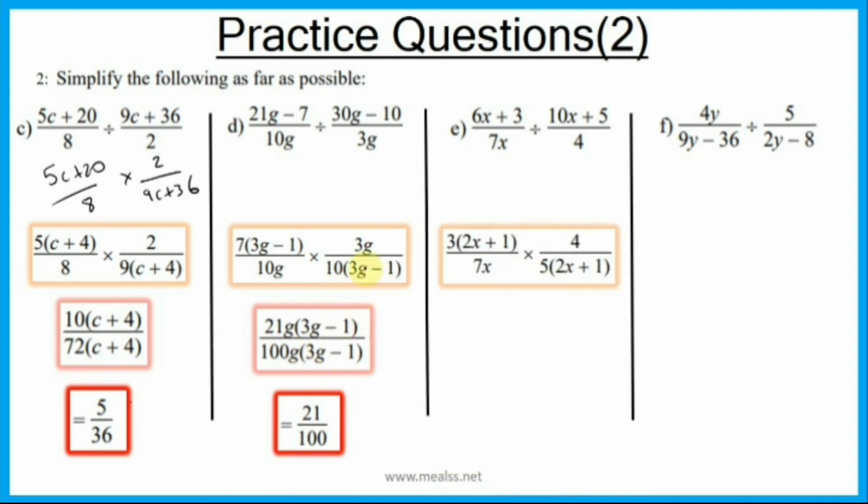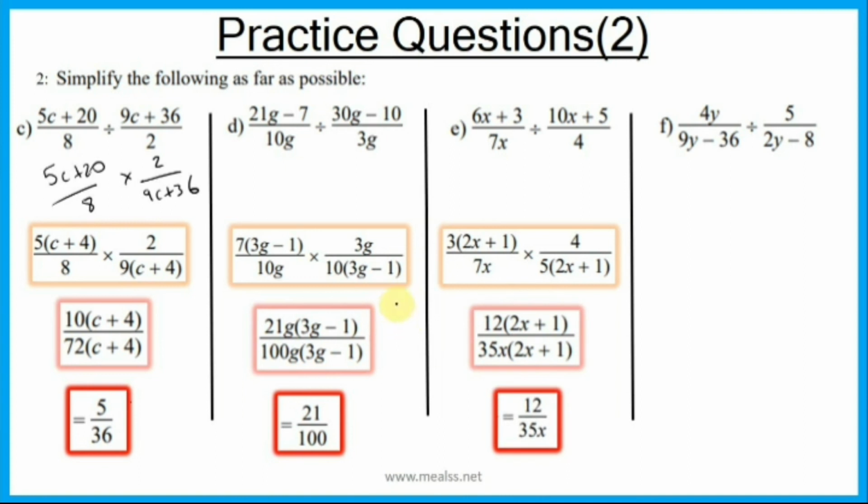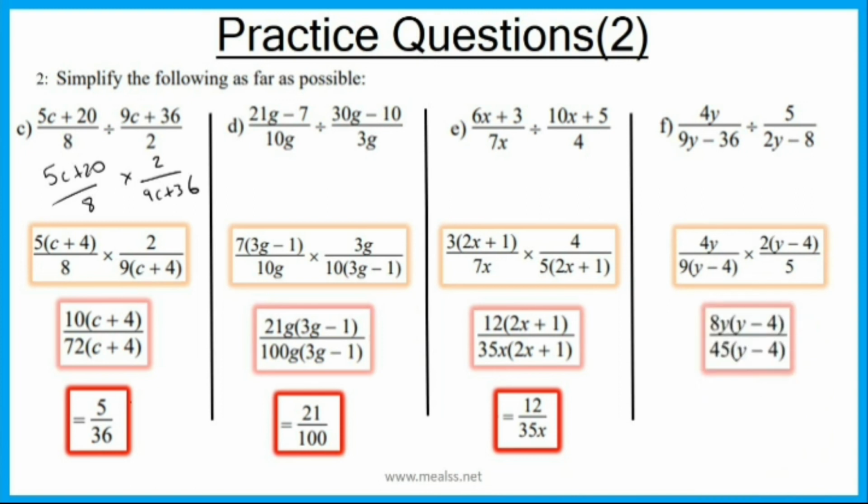Third example on this slide, once you factorize, that's what you should get. Multiply straight across, that's what you get. And then your final answer should be 12 over 35x. And last but not least, once you factorize, that's what you should get. And multiply straight across, you see the thing in the brackets is exactly the same. And once you simplify, that should be the final answer right there.